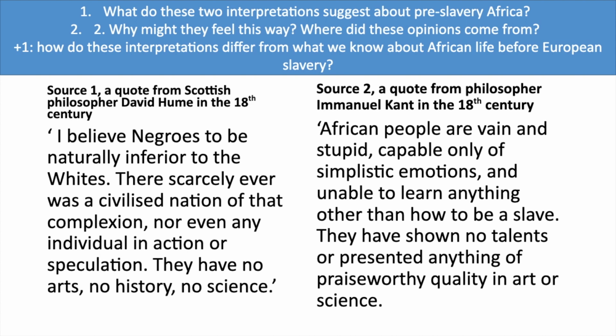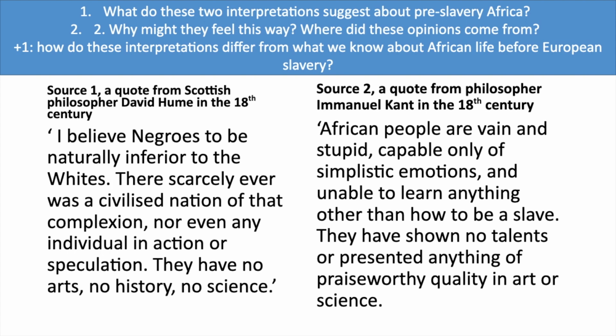A quote from philosopher Immanuel Kant in the 18th century. African people are vain and stupid, capable of only simplistic emotions and unable to learn anything other than how to be a slave. They have shown no talents or presented anything of praiseworthy quality in art or science.